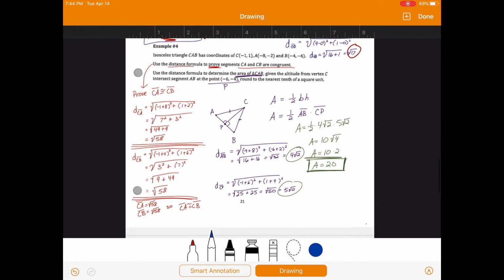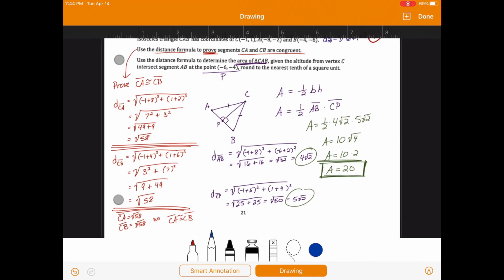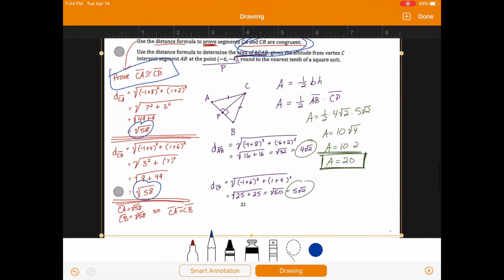So let's do the answer for that here. The first part is proving that these 2 are congruent. That's all right here. So CA is the square root of 58, and CB is also the square root of 58. So since they're both the square root of 58, that means they are congruent to each other.